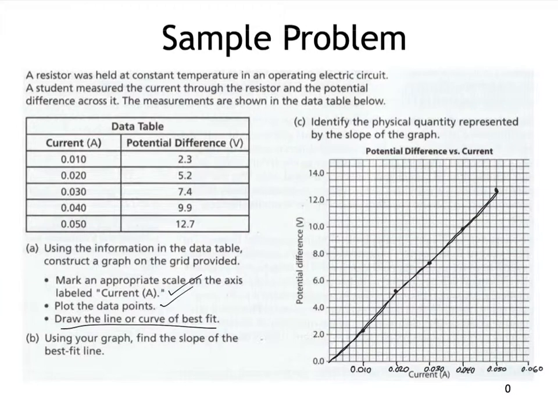And using your graph, let's find the slope of the best fit line. So slope, as you know, is rise over run. The rise that I'm finding in my data is going to be from 12.7 down to 2.3, or I guess I should say the reverse, from 2.3 up to 12.7. And my run is going to be from 0.05 down to 0.01. Let me run that calculation. For the rise, I got 10.4, and for the run, I'm getting 0.040.